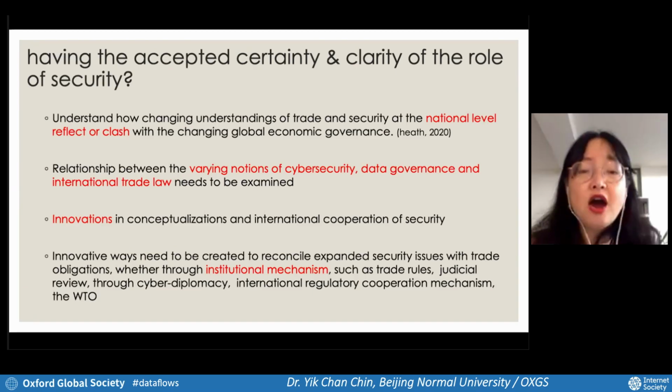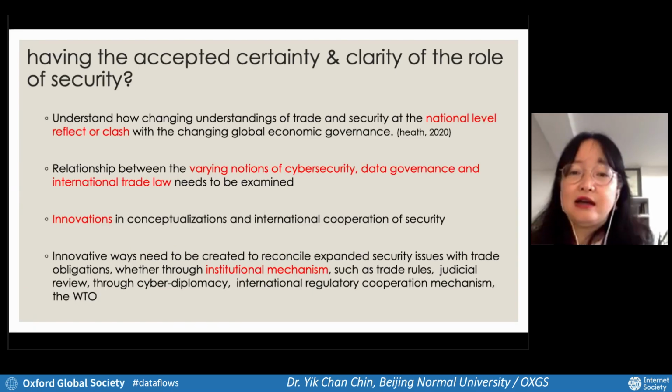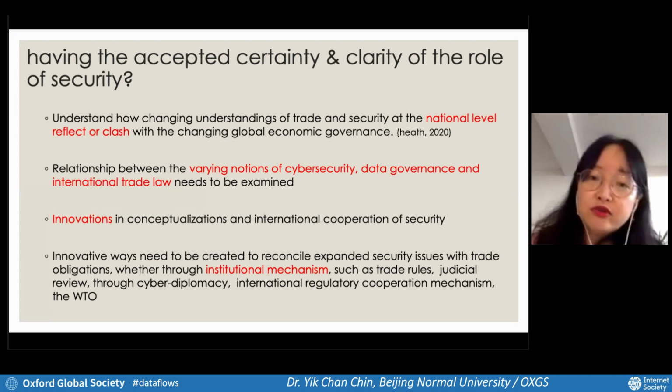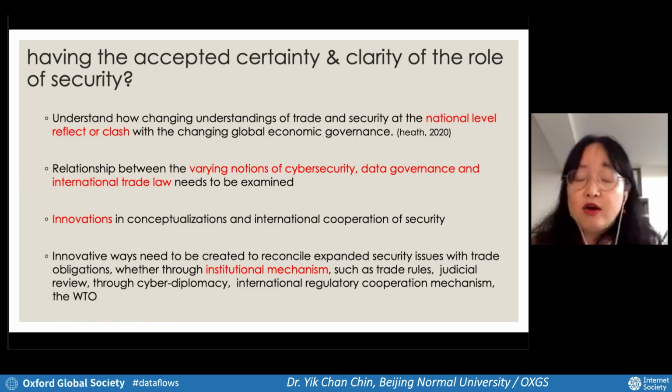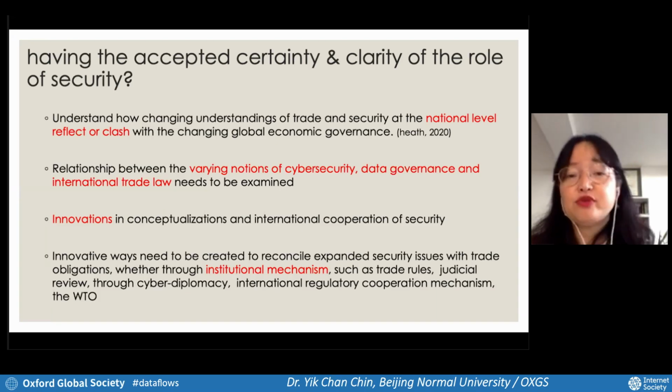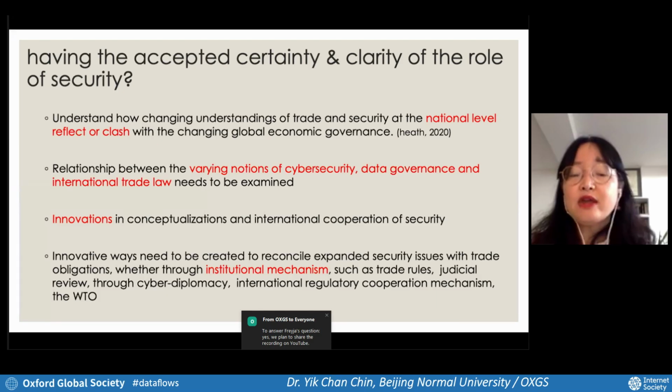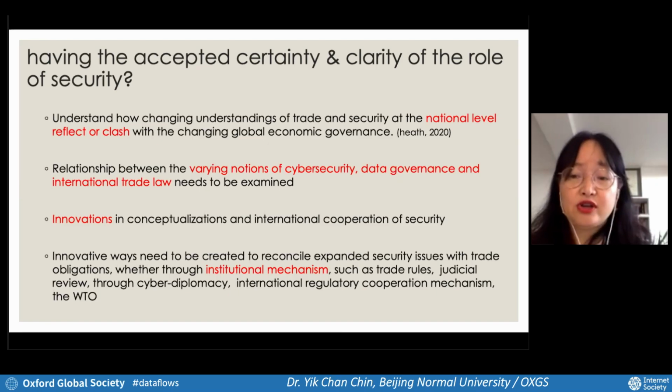And the second is, how can we address that? First of all, we need to understand how the change in the understanding of trade and security at the national level clashes with global economic governance, because at different national levels, they have a different perception about the relationship between trade and security. In China, in the EU and the US, they all have national security concerns. So how does this different understanding between trade and security clash with global economic governance? I think that's one problem we need to look at. And the second is that the relationship between the notion of cybersecurity, data governance, and international trade law needs to be clarified. And thirdly, whether we need innovation in conceptualizing the national and also international operation of security. And fourthly, we need some institutional mechanism to reconcile the security issue with the trade obligations.